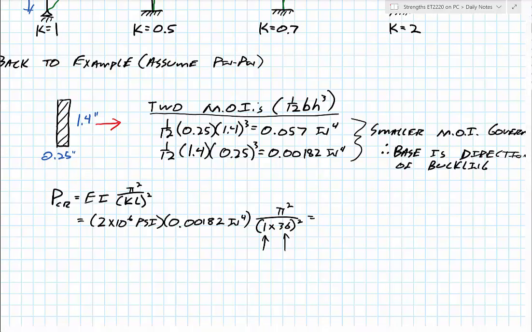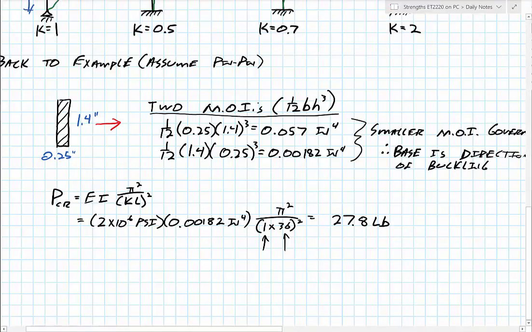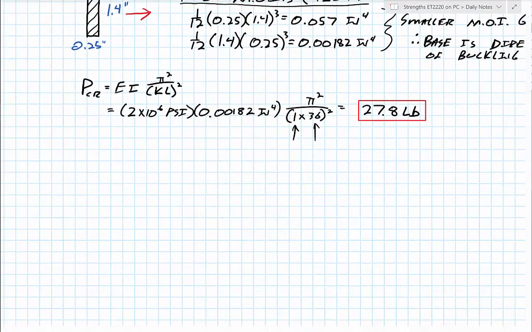And just plugging that E and I value, squaring that denominator, I ended up with 27.8 pounds, which sounds much more realistic if you've ever tried to break a yardstick. It's not that difficult. You can push with 30 pounds. You could break it. It would buckle. All right, but that's an overly simplistic example. Let's take a look at something more realistic.